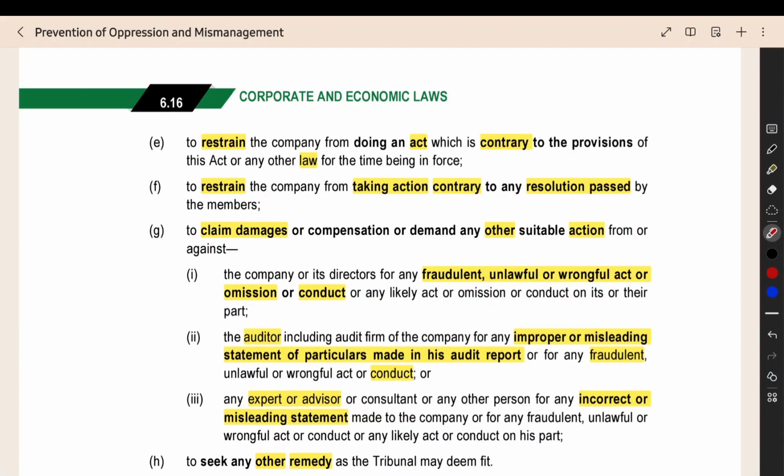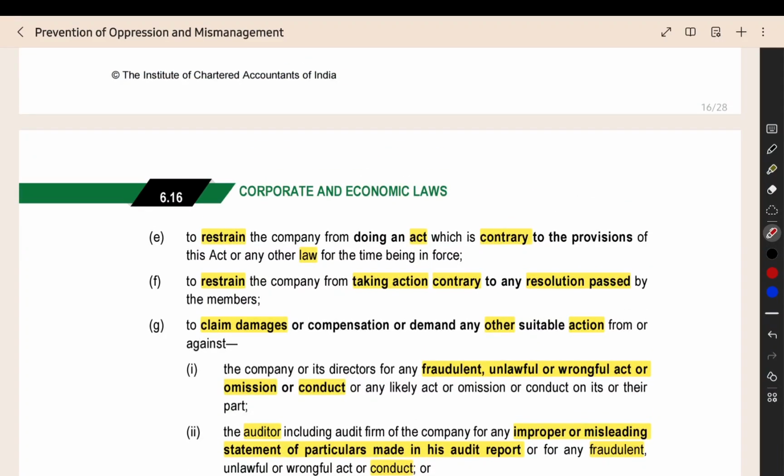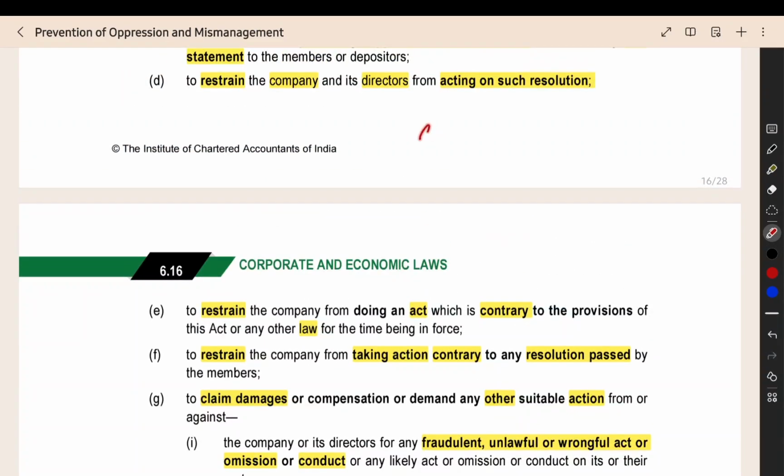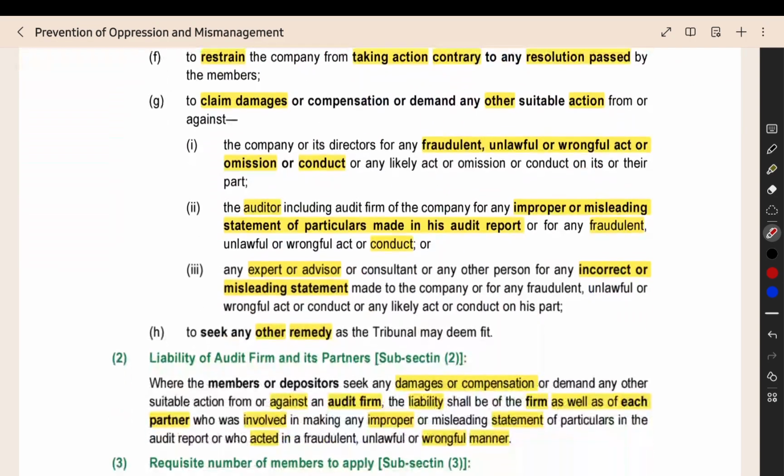To stop the company from taking any action contrary to any resolution the members passed. Against that resolution, the company is working. For example, a contract is there. Whether we can do that or not, the members said that no, we cannot do the contract. But the company is implementing the contract. They are signing the contract. They are doing everything. Then you can ask the tribunal to make an order to stop the company from doing this contract. The company is acting against the resolution of the members. They can stop the company.